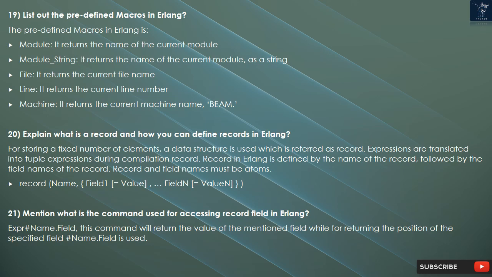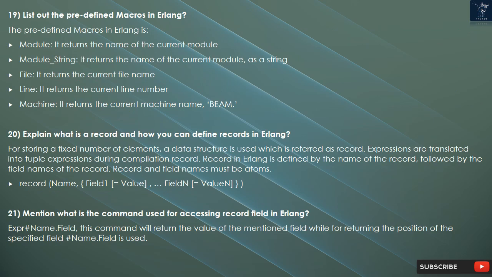20. Explain what is a record and how you can define records in Erlang. For storing a fixed number of elements, a data structure is used which is referred to as a record. Record expressions are translated into tuple expressions during compilation. A record in Erlang is defined by the name of the record, followed by the field names of the record. Record and field names must be atoms. -record(Name, {Field1 = Value1, ..., FieldN = ValueN}).